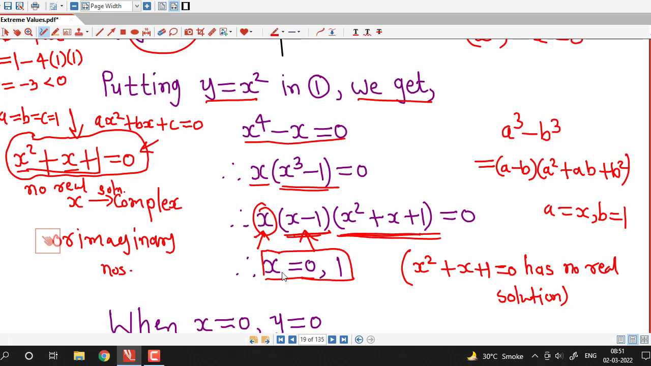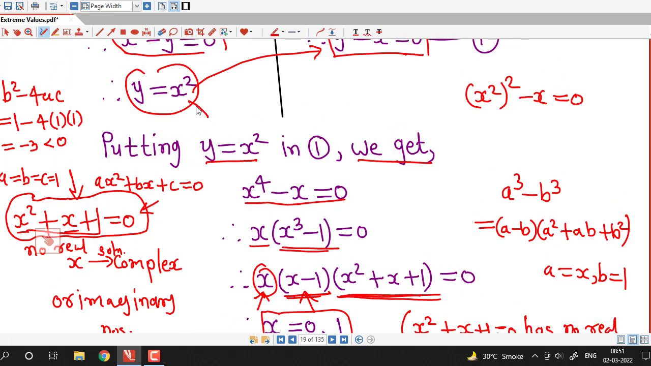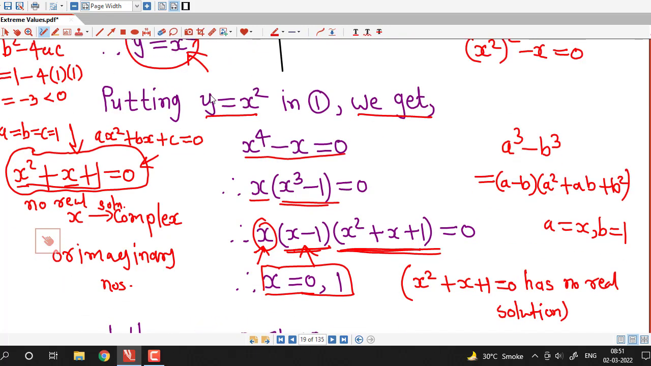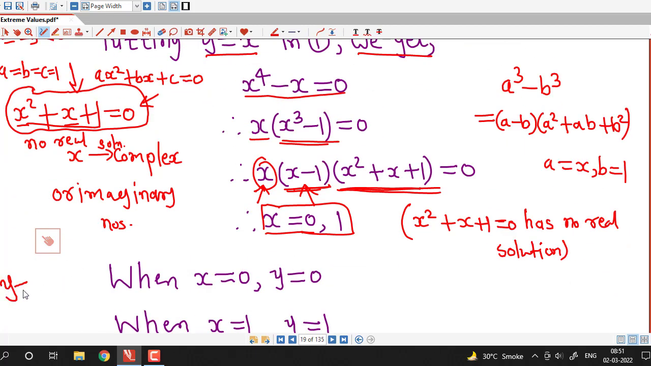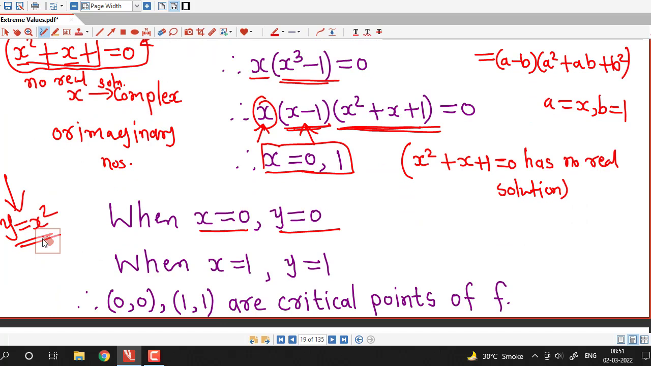Corresponding to these two values, we can easily obtain the value of y using y equal to x square. So when we consider x equal to 0, we will have y equal to 0, and when x is 1, we can easily obtain that y equal to 1. So therefore (0, 0) and (1, 1) are critical points of f, or we can say that the points at which the function can be maximum or minimum are these 2 points, (0, 0) and (1, 1).